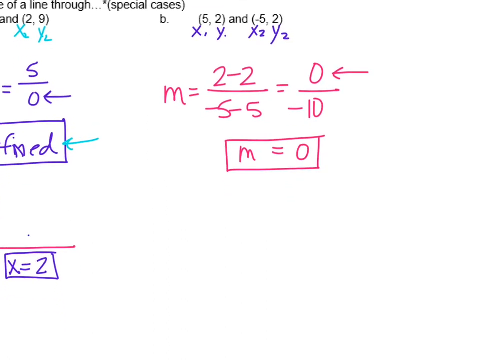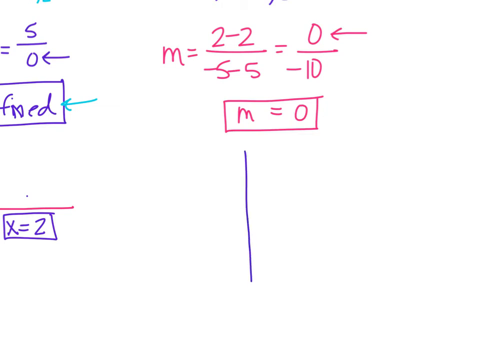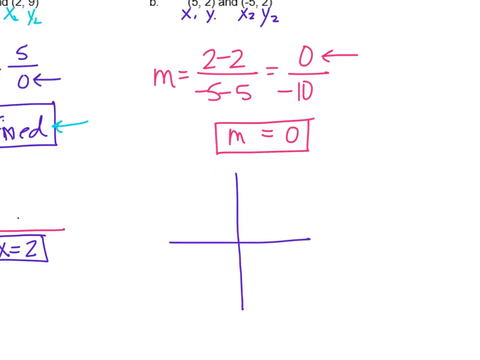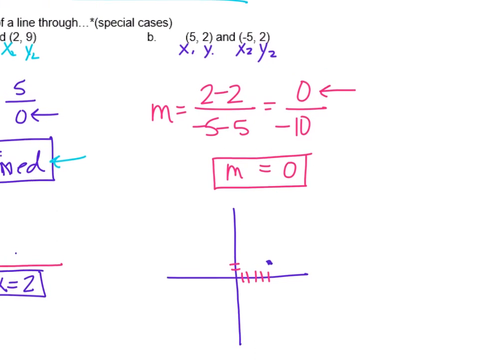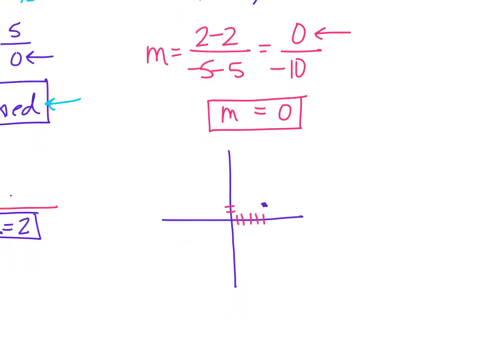So what does this look like? If we just do a quick sketch of our 2 points, I already forgot what they are, over 5, up 2, there's 1 point, and then the other one is negative 5, 2. So we're going to go 5 to the left and up 2. And if you draw the line that's connecting these, you can see that we are getting a horizontal line. So all horizontal lines have a slope of 0.